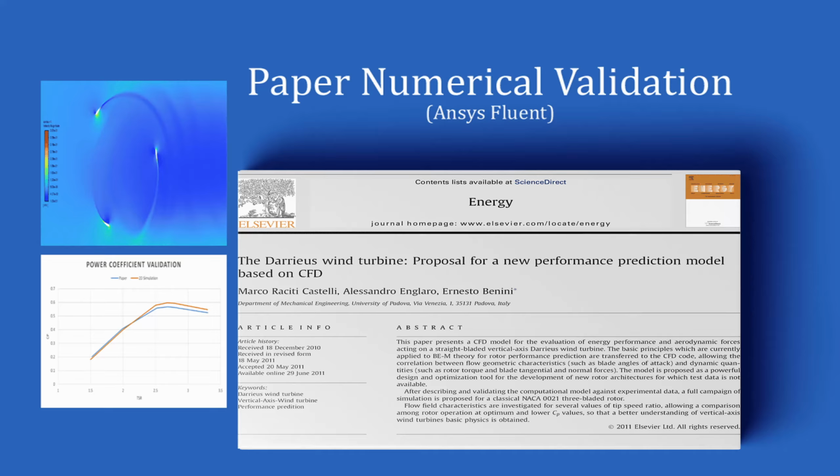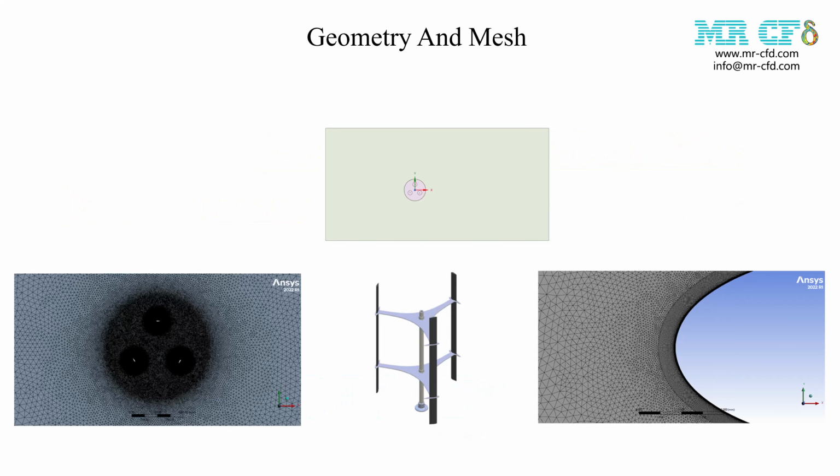In this project, we simulate a Darrieus-type VAWT to validate the results presented in a published study titled, The Darrieus Wind Turbine, Proposal for a New Performance Prediction Model Based on CFD. The setup is based on a 2D simulation featuring three NACA 0021 airfoil blades with a turbine diameter of 1010 mm. Though it's a 2D model, a 3D view of the experimental setup helps to better visualize the actual design.